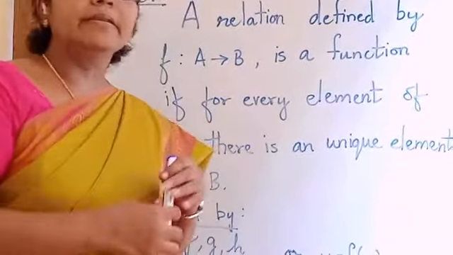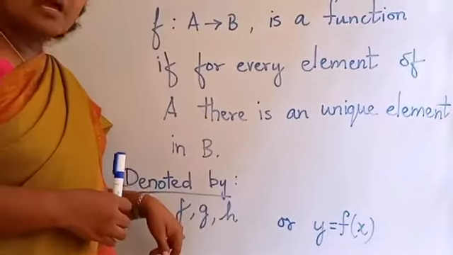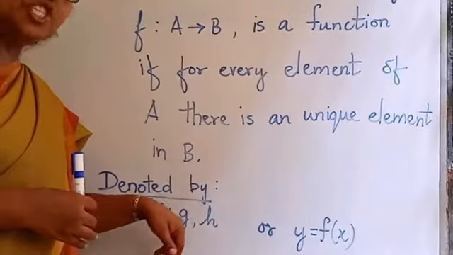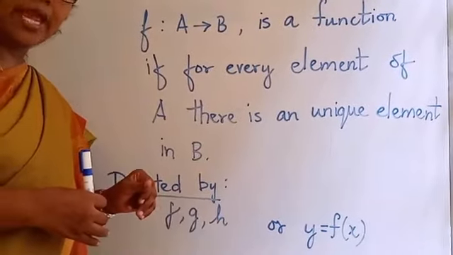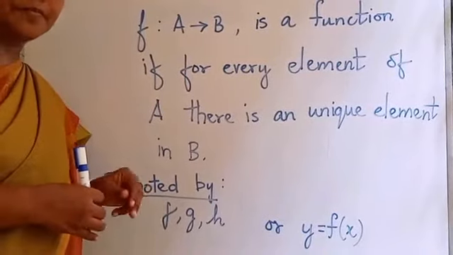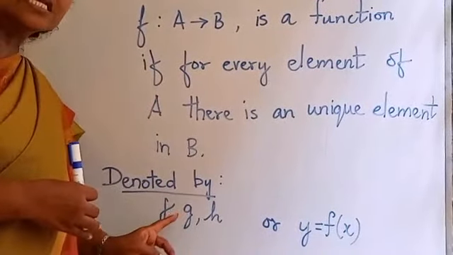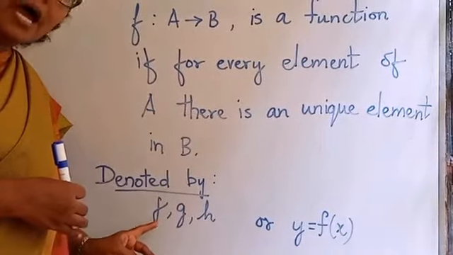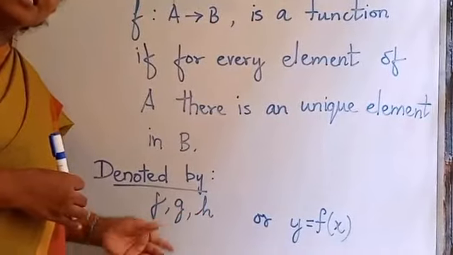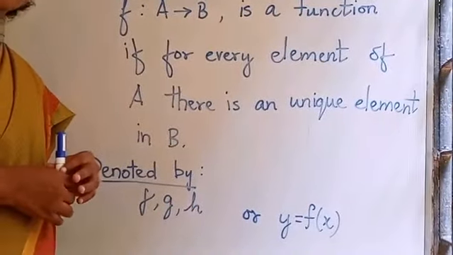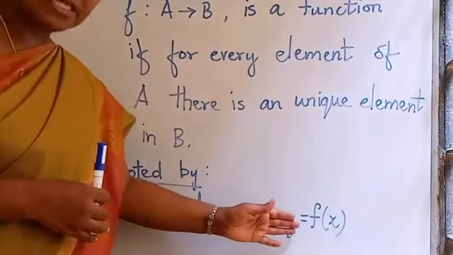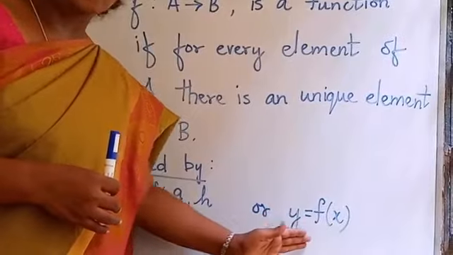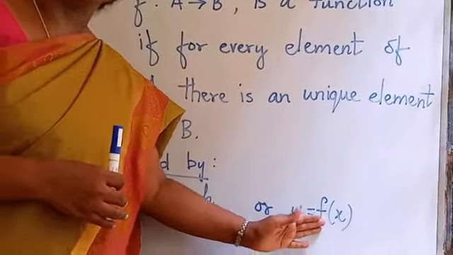So, shall we represent a function mathematically? How is it denoted in maths? We use small letters, namely f, g, h, to denote a function. Mostly it is written in italics. So wherever you find small letters written in italics, you can identify it as a function, or something like this: y is equal to f of x.